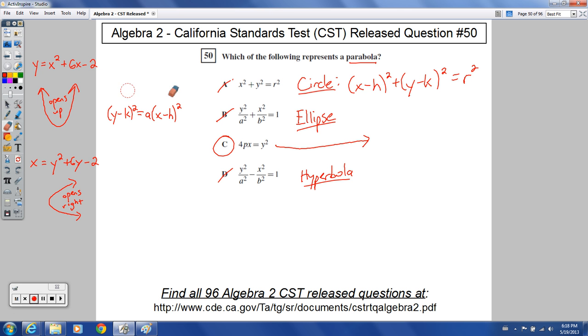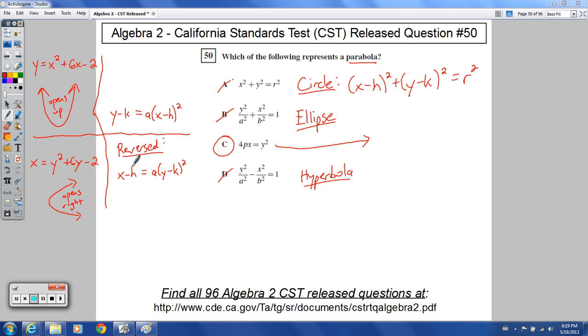But I was feeling like something was off there. I meant to take that away there. Okay, so that's a possible way to write this. Normally we're used to seeing it this way, but now we're reversing the roles. If we reverse the roles, we exchange places here, and for ones that are opening more left or right, like these ones would be, you could have x minus h equal to a times y minus k squared.